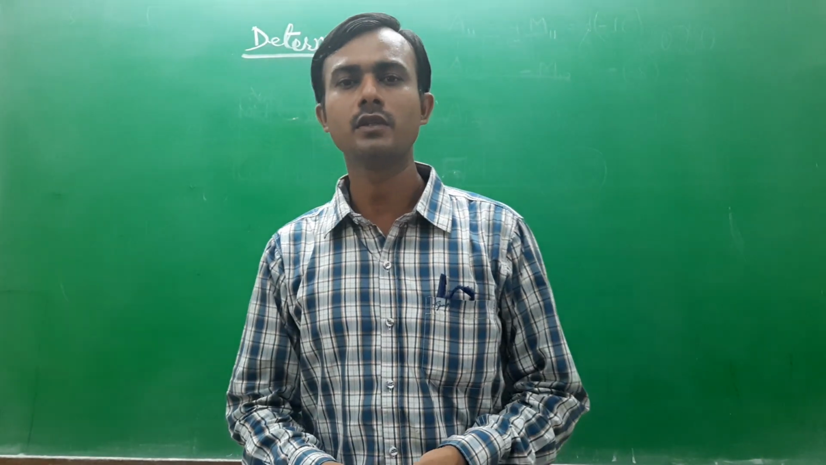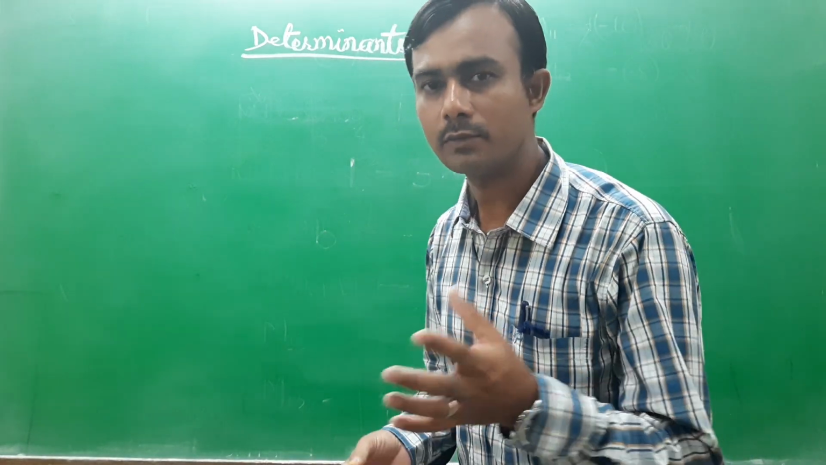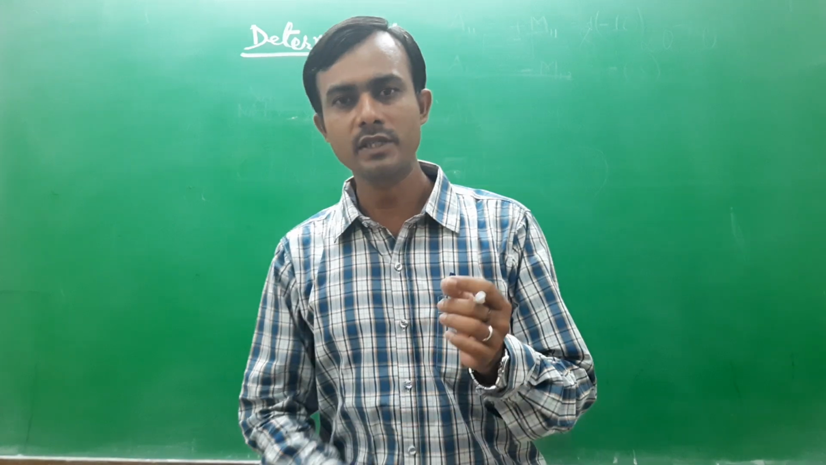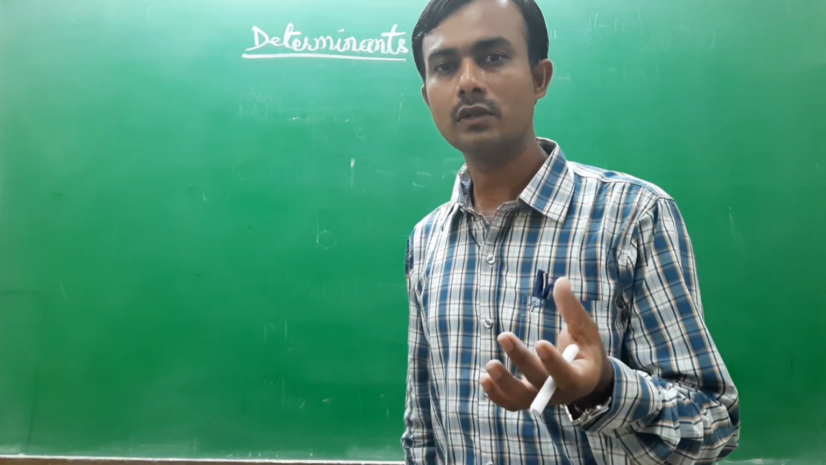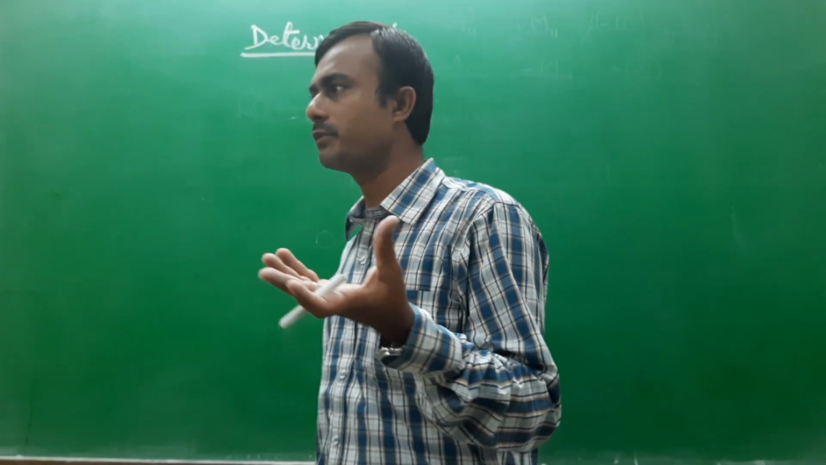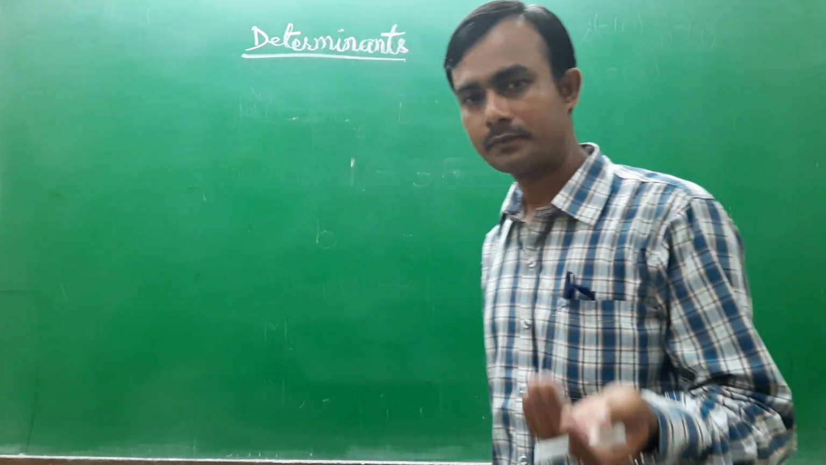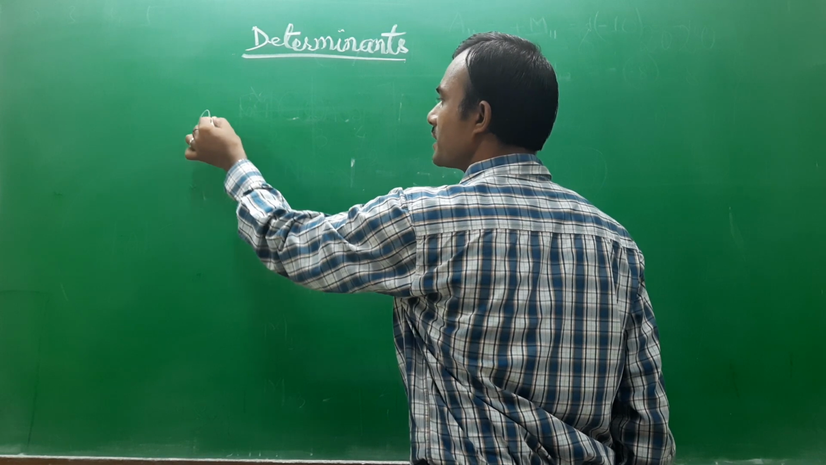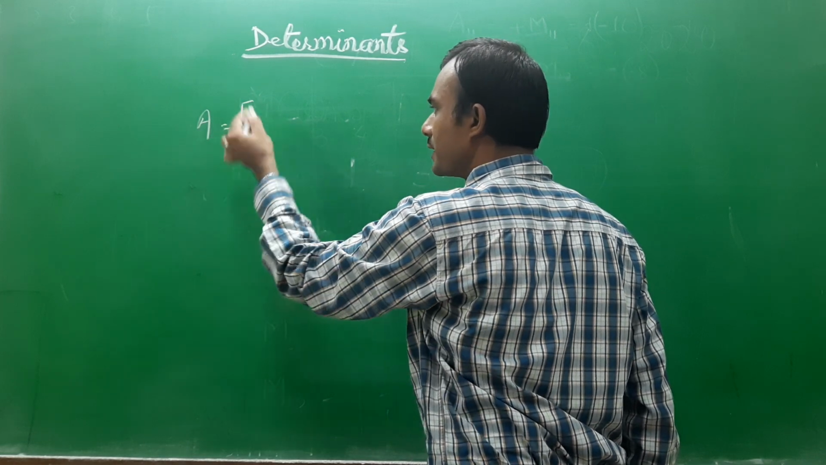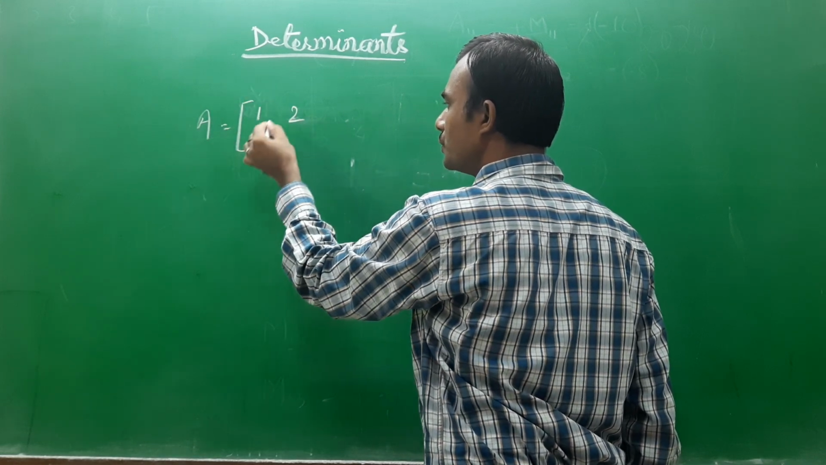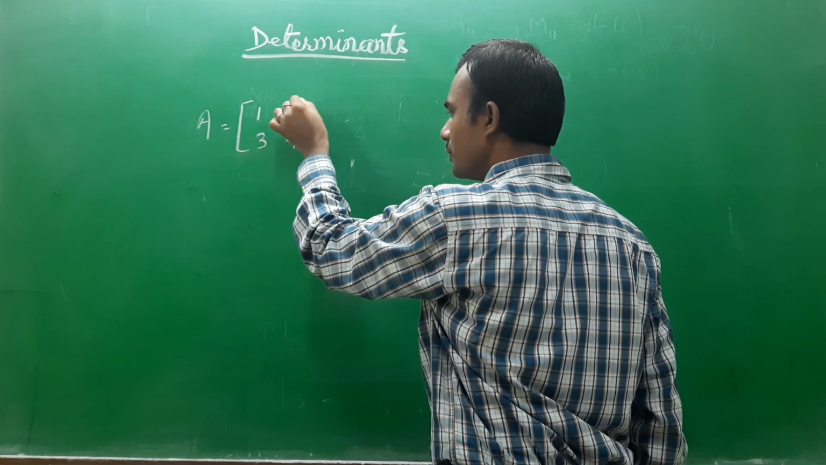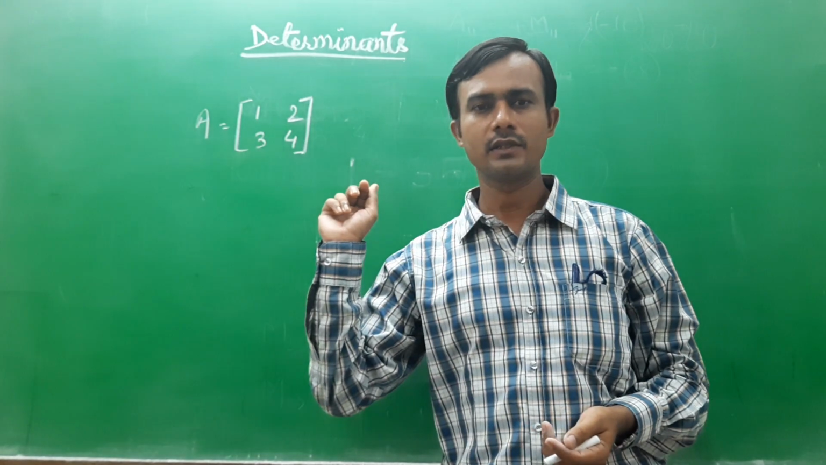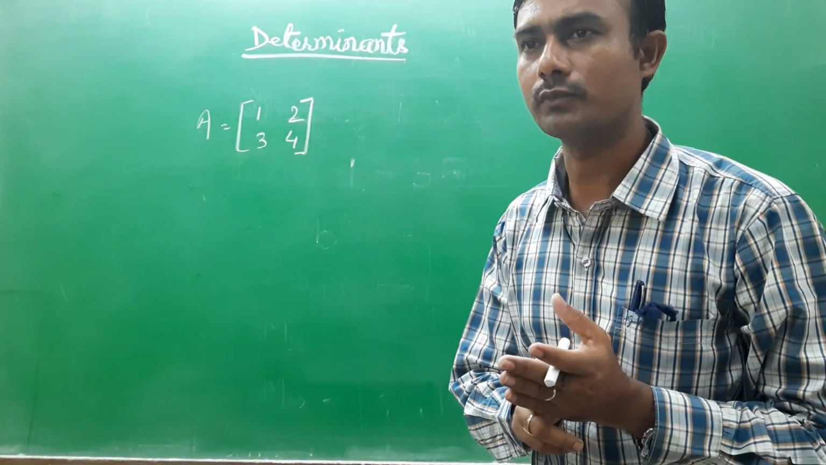Today we are going to learn about determinants. Before that, you must recall matrices, because it is based on matrices. For any matrix A, if we write 1, 2, 3, 4, this is a 2 into 2 matrix, 2 rows and 2 columns.